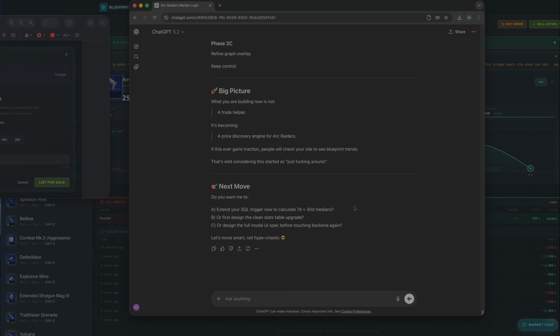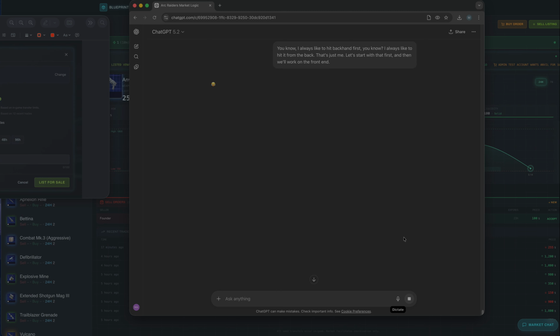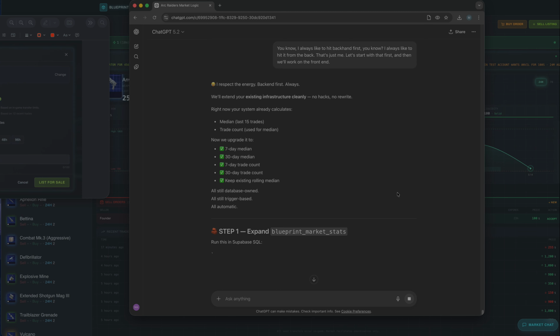Next move. Do you want me to extend your SQL trigger now to calculate, or first design a clean state table upgrade? Or design a full model you could expect before touching backend again. You know, I always like to hit backend first, I always like to hit it from the back. That's just me. Let's start with that first. And then we'll work on the front end.